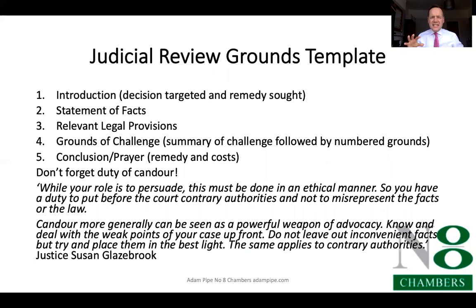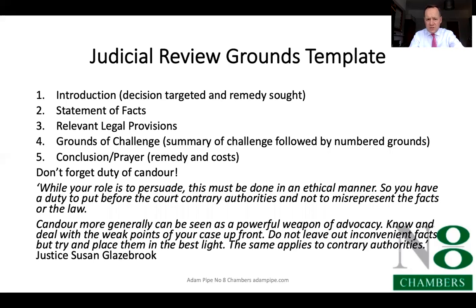An introduction, what's the decision targeted and the remedy sought? Be clear, what is the target of the decision? And judicial review is not a rolling review. So what is the decision under challenge? What remedy do you seek? Then set out the relevant facts. We're going to come to our duty of candor in a minute, but include all the relevant facts. What are the relevant legal provisions? So actually, in this judicial review, the relevant legal provision is EX1A and 276 ADE. Set those out and set the correct version of those out.